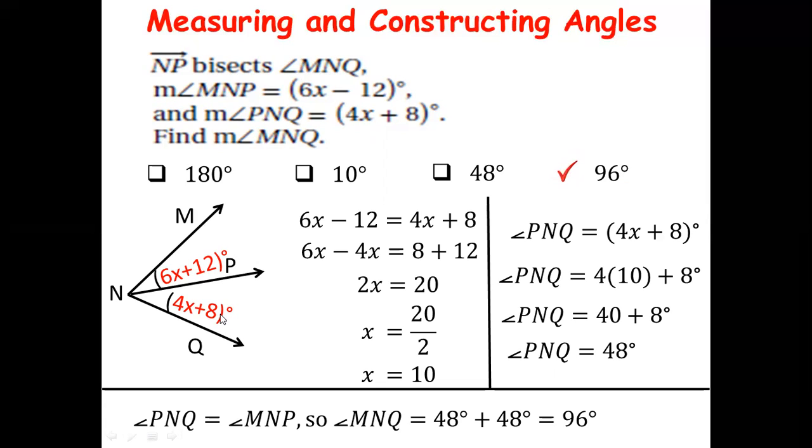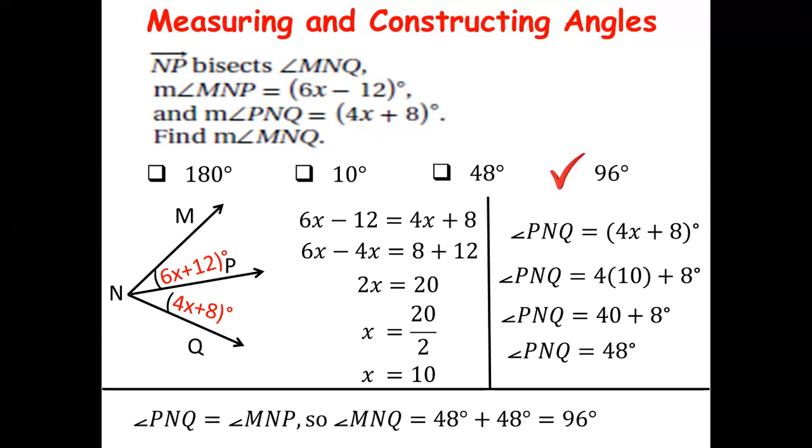So if angle PNQ is 48, what is angle MNP going to be? Angle MNP is going to be 48 as well, because both of them are equal. So if this angle was 32, this angle is also going to be 32. But here we found out that angle PNQ is 48, so angle MNP is also going to be 48. To find the complete angle, that's angle MNQ, we need to add both of them. So this is 48, this is 48, and that's going to give us 96 degrees. So that's how you get the answer as 96 degrees.